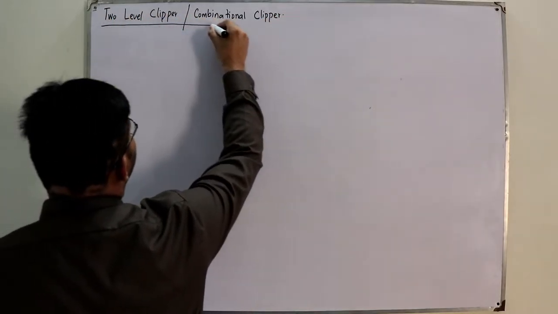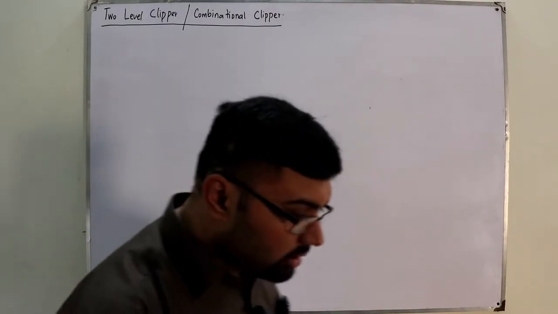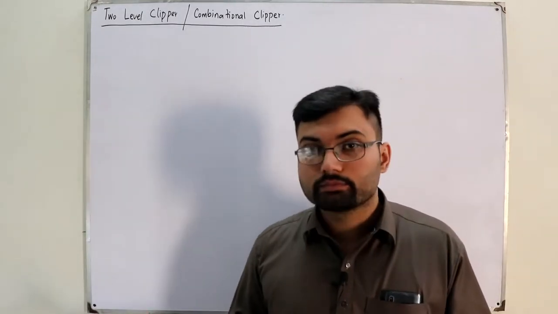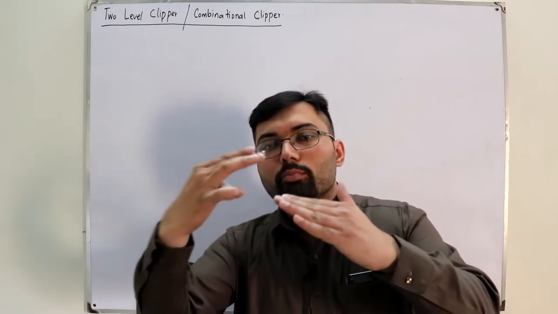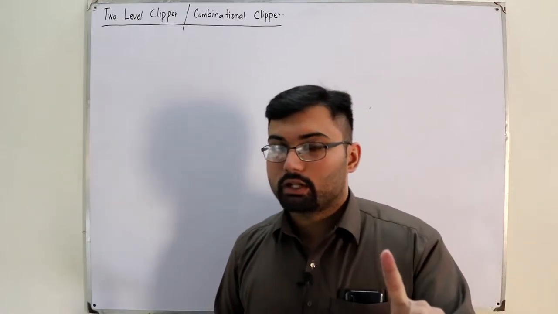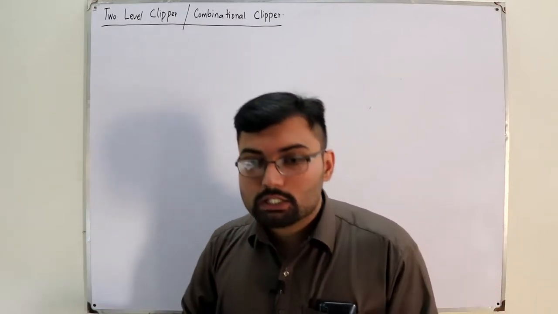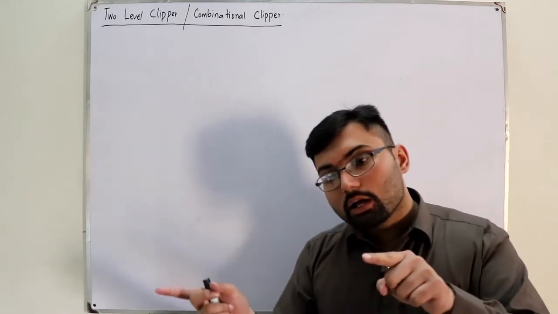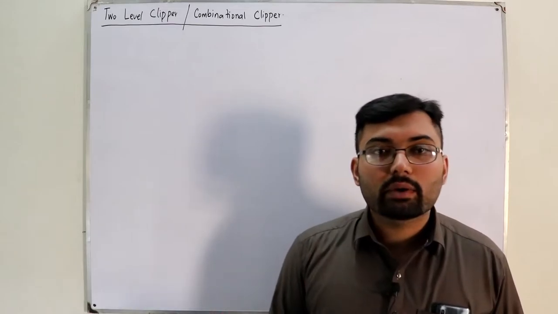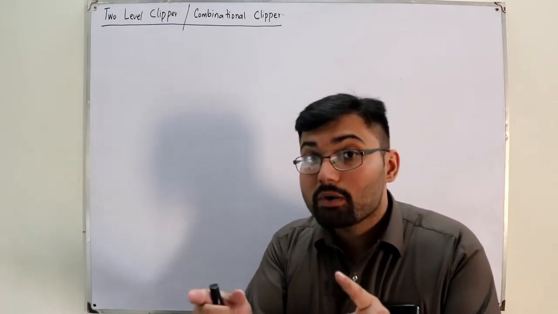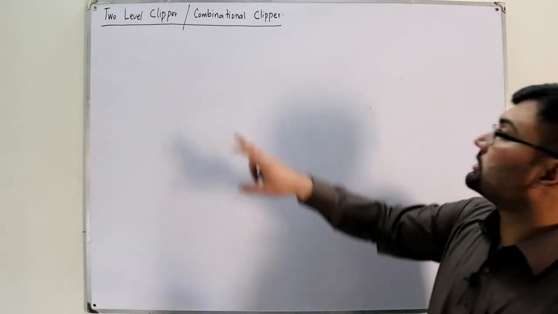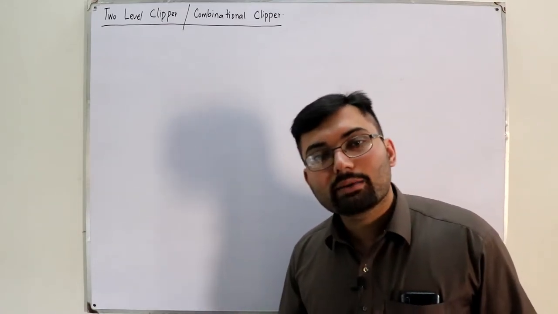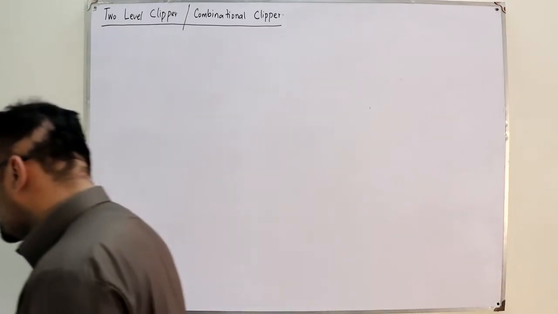Now what does this mean? The two-level clipper means what? Till now, in all of the videos, we've seen a single-level clipper, which means it was only clipping at a single level, either above a particular reference level or below a particular reference level. In the two-level clipper, it would clip above a particular level as well as below a certain level. So the positive level would be clipped and the negative as well. That would be a positive clipper as well as a negative clipper. That is why it's called a combinational clipper. And as it clips more than one level, it is called a multi-level clipper. So let's get into the circuits.